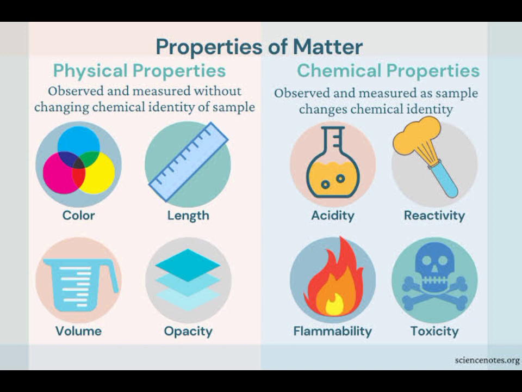In physical properties, we already know that they are observed and measured without changing the chemical identity of the sample. The examples are color, length, width, volume, and capacity. These examples are measured without changing chemical identity. In the chemical properties, I have shown pictures of their examples: acidity, reactivity, flammability, and toxicity. These examples are measured as the sample changes chemical identity.